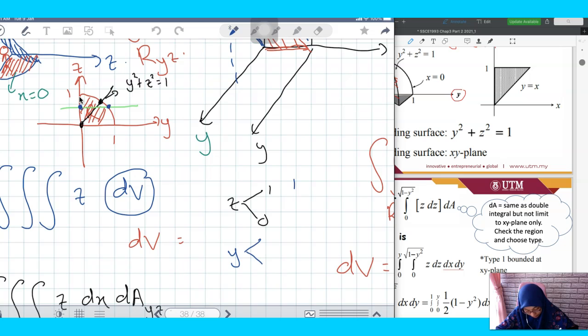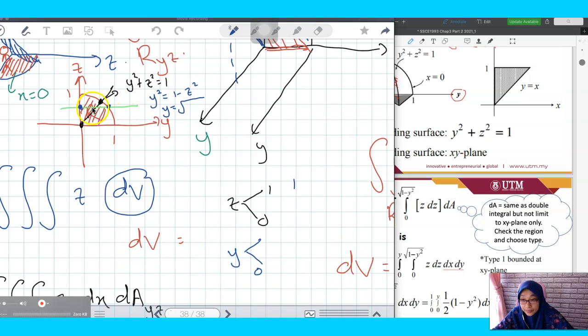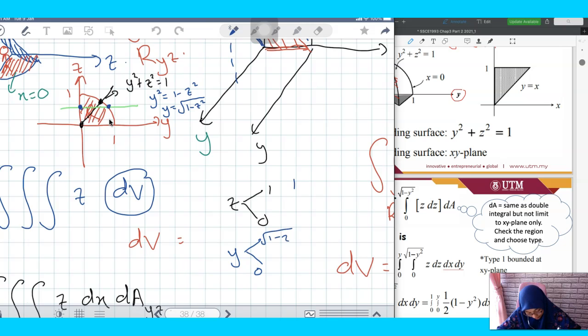So y should be from 0 to, and the upper bound is part of the circle. So you have to rearrange this equation. So y squared is 1 minus z squared. And we are only interested in the positive value of y, so we just take the positive square root, because we know that this region is lying on positive z and positive y. So that's why we consider only the positive square root of 1 minus z squared. So your upper bound of y is the positive square root of 1 minus z squared.